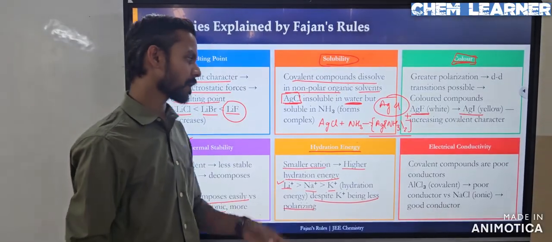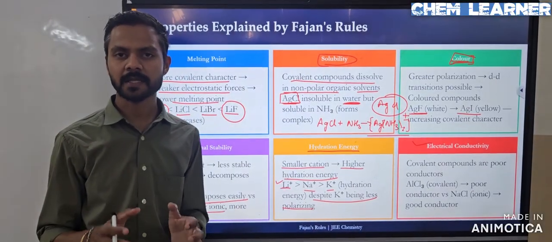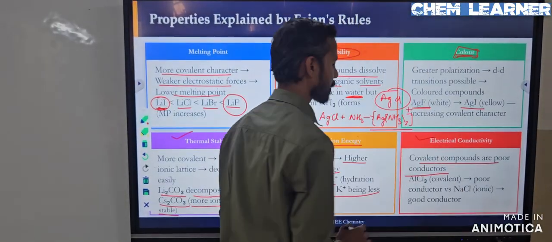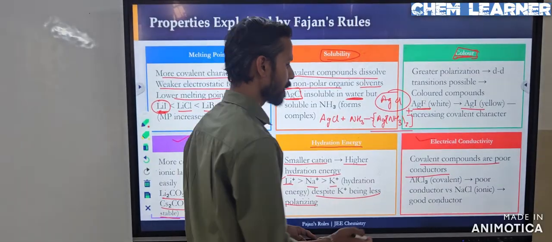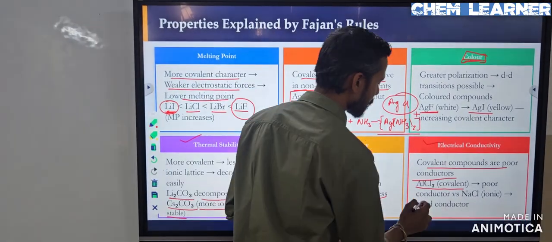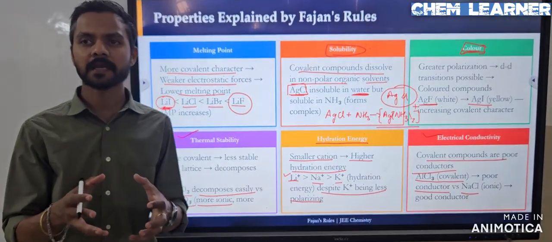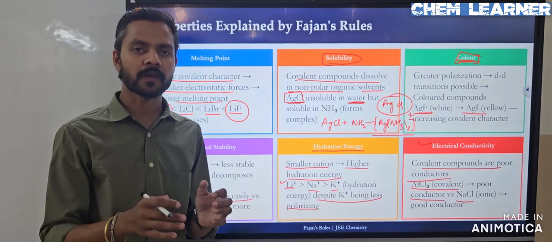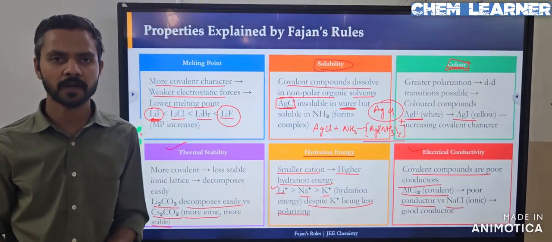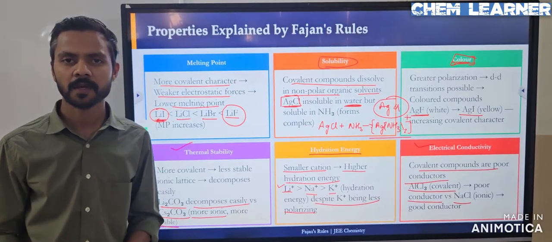Okay, now moving to the next part, electrical conductivity. As the ionic properties decrease, the electrical conductivity will also decrease. Covalent compounds are poor conductors of electricity, we are aware of this. AlCl3 is covalent, so it will be a poor conductor in comparison to NaCl. We are aware that NaCl dissolves in water, so it will have higher conductivity in comparison to AlCl3, which is more covalent in character. So these are the properties, and these types of questions are going to come in the exam. Okay, thank you.